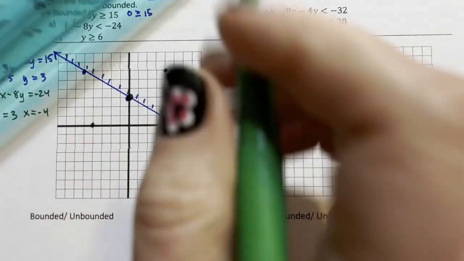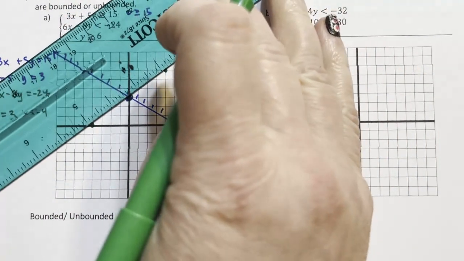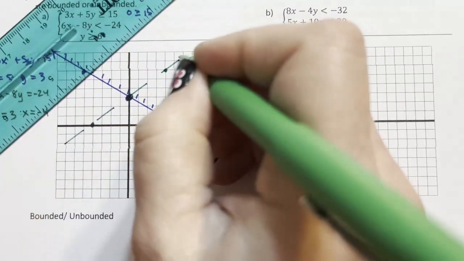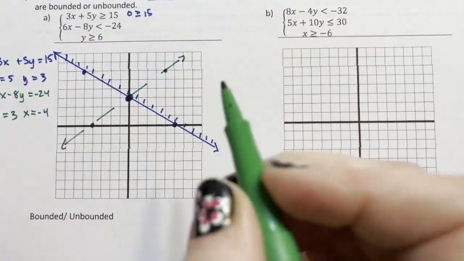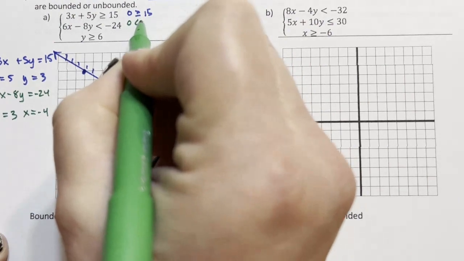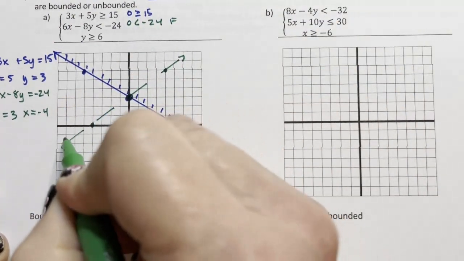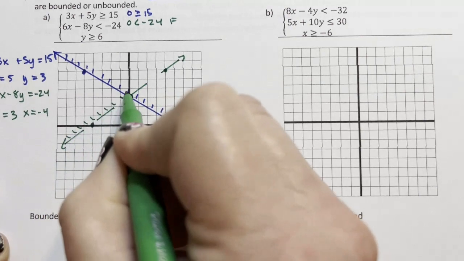So this one is dashed. So I'm going to dash that one. Again, I'm going to test, is 0 less than negative 24? Again, that's false. So I'm not going to go towards the origin. I'm going to go away.